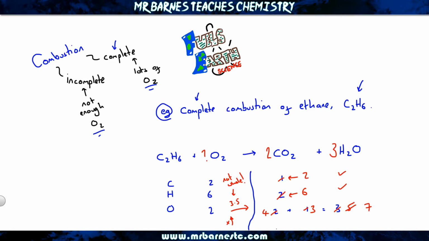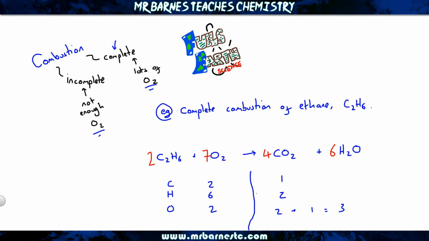So what I'm going to do is I'm going to double everything because that will put that up to 7. I had 2 CO2, so I'm going to make that 4. And I had 3 H2O, so I'm going to make that 6. And then I only had 1 C2H6, so I'm going to double that as well, so I'm going to put a 2 in front of that.